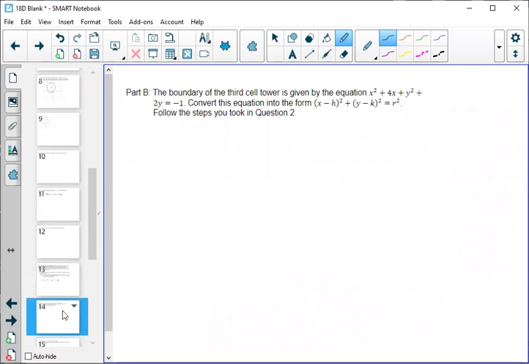Part B, the boundary of this third cell tower is given by the equation x squared plus 4x plus y squared plus 2y equals negative 1. Convert this equation into the form (x minus h) squared plus (y minus k) squared equals r squared. Follow the steps you took in question 2. What we're going to end up with here is the quantity (x plus 2) squared, plus (y plus 1) squared is equal to 2 squared, or 4.